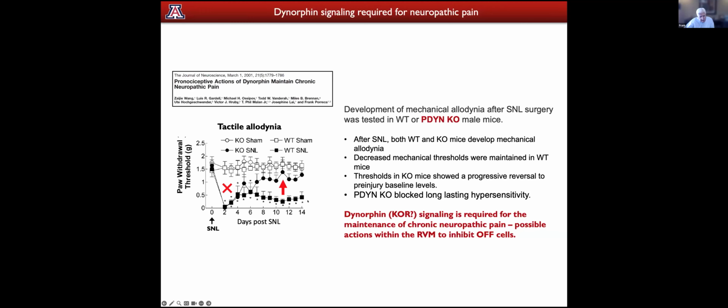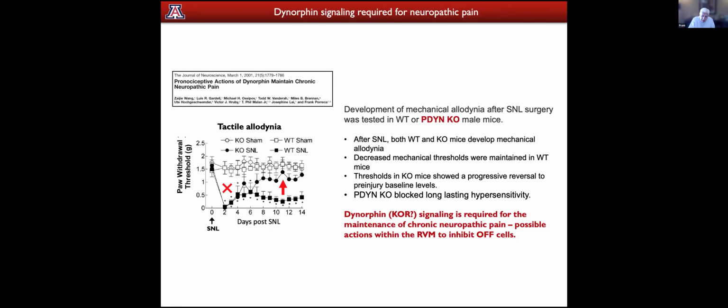Animals that make dynorphin have sustained pain. Animals that don't make dynorphin will reverse the pain. And so we interpreted this as suggesting that there was a time-dependent upregulation of dynorphin in the rostroventral medial medulla that would inhibit descending inhibition. And so dynorphin signaling might be required for the maintenance of chronic neuropathic pain.